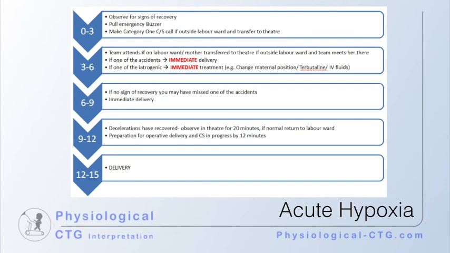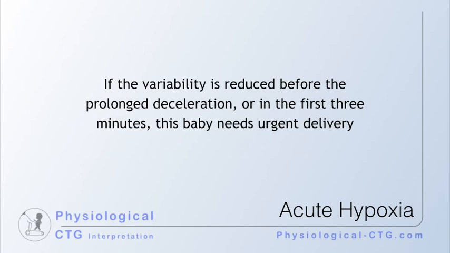Between 9 and 12 minutes, the lady should have been transferred to theatre, and if the deceleration has recovered, we will observe her in theatre for 20 minutes, and if everything is normal, we can return her to the labour ward. If the deceleration has not recovered, between 9 and 12 minutes we will make preparations for operative delivery or caesarean section, and between 12 and 15 minutes, the baby should be delivered. Please note that if the variability is reduced before the start of the prolonged deceleration or within the first 3 minutes, this baby needs urgent delivery.